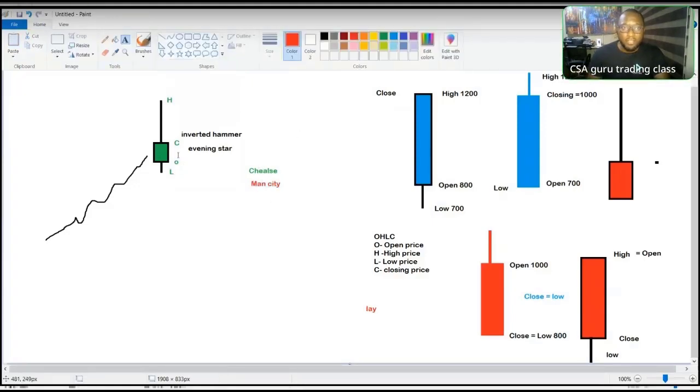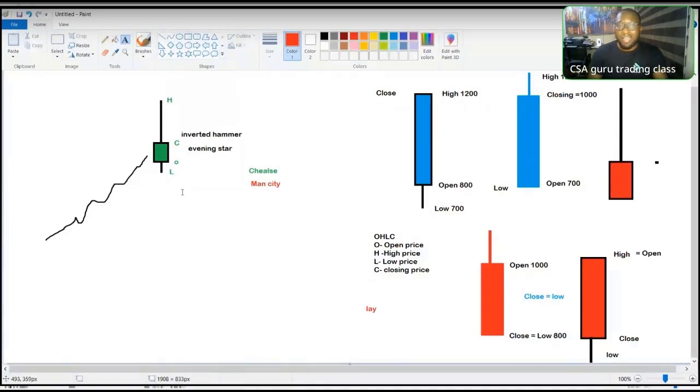I'm just explaining this candle. At the beginning of the match, Chelsea started playing here. This is the open price, right? They had control. Chelsea was in control. They had good possession, and close to the end of the first half, they were already winning.